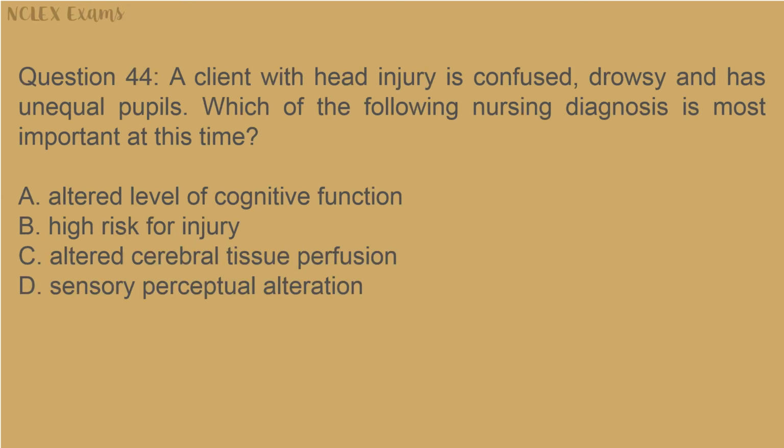Question 44. A client with head injury is confused, drowsy and has unequal pupils. Which of the following nursing diagnosis is most important at this time? A. Altered level of cognitive function. B. High risk for injury. C. Altered cerebral tissue perfusion. D. Sensory perceptual alteration.